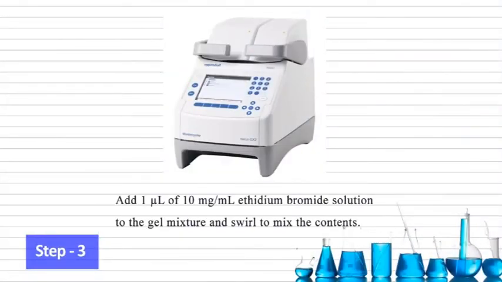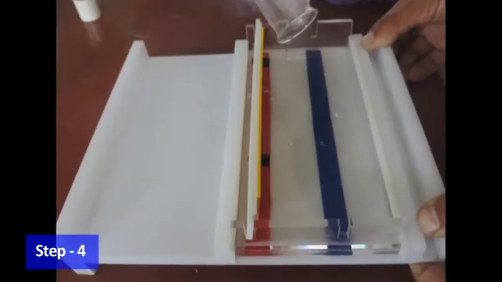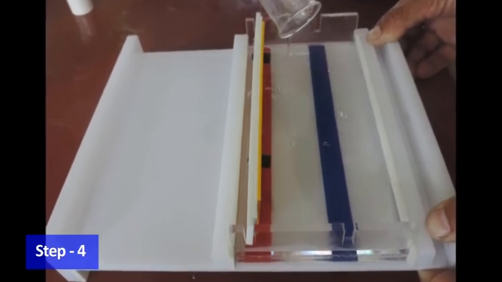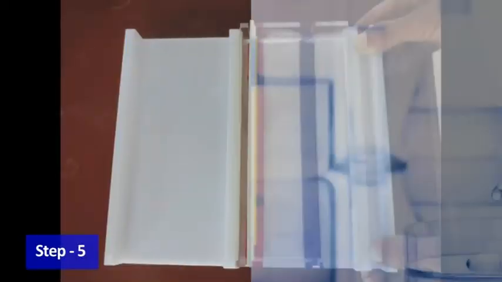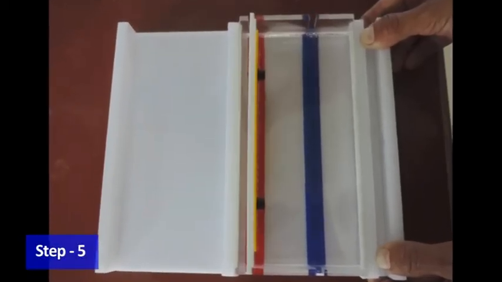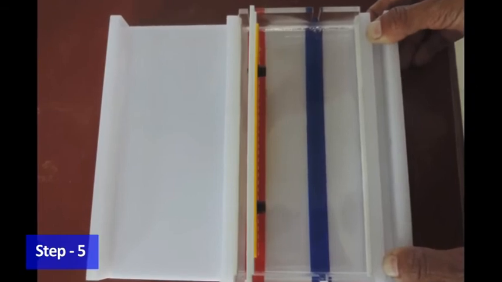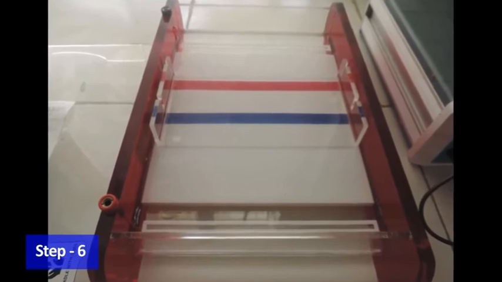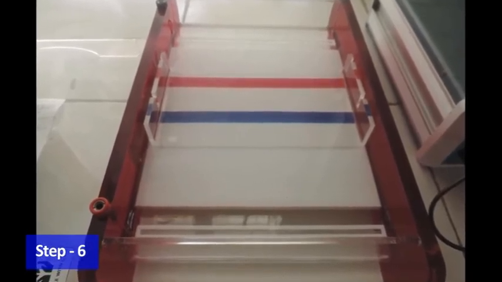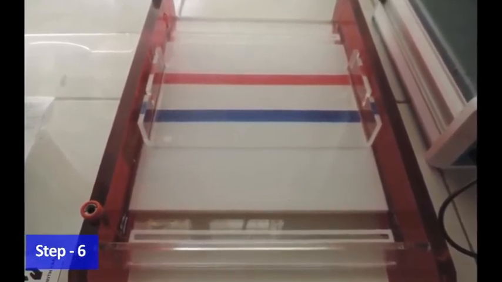Now add 1 microliter of 10 mg per liter ethidium bromide solution to the gel mixture and swirl to mix the contents. Now pour the gel into the gel tray and put the combs of the required sample size. The gel is allowed to solidify at room temperature for at least 30 minutes. Remove the tray from the support and immerse it in the tank containing 1x TBE buffer.